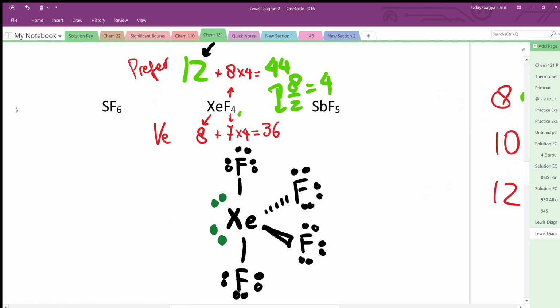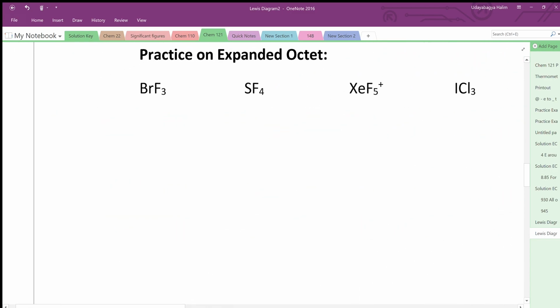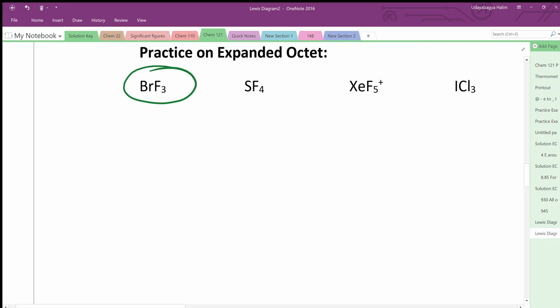Let's do BrF3. I think this is, yeah. So let's try to do BrF3. Please draw the Lewis diagram of BrF3. By the way, the majority of these are going to be in your Lewis diagram lab. So anything that we don't finish today, you're going to see it again in the lab. And anything that you finish today is going to be useful to make your lab a little bit shorter as well.